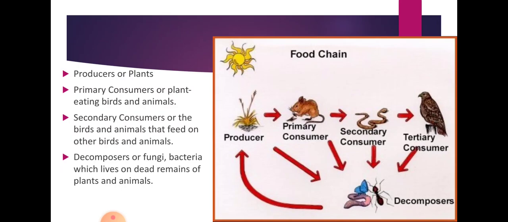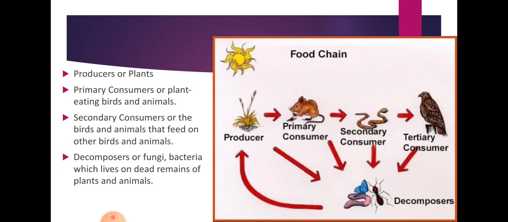So the energy produced by the sun is transferred to the plant, then to the primary consumer, then to the secondary consumer, and then to the tertiary consumer. So the energy gets transferred from one biotic component to another biotic component. So this is the food chain. They are all interdependent for their growth and for the maintenance of the balance of the ecosystem. So this is very required.